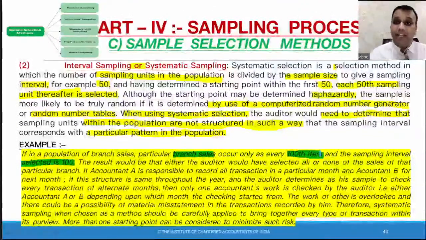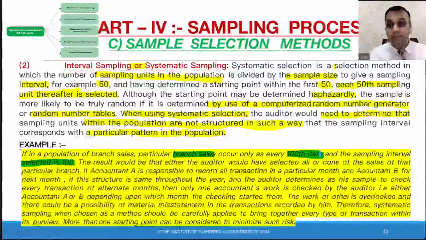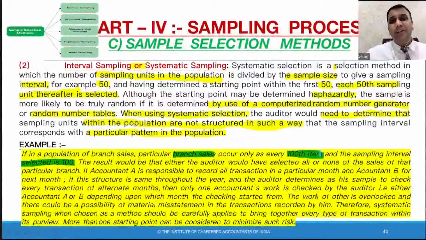There is a pattern. I have attached serial numbers. And after every 99 invoices, the 100th invoice relates to branch A. And as per my systematic sampling, I'll pick every 100th invoice for my auditing. I'll pick 100, 200, 300, 400, 500, and so on. What am I doing? I'm getting in my sample only branch A invoices. No invoices from any other branch. There is a strict pattern in the invoices maintained by the company with respect to branch sales. So it says the same.